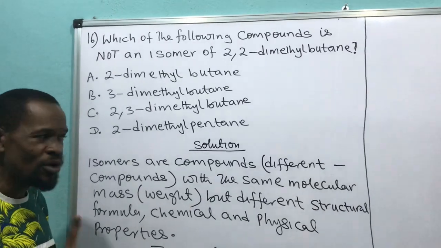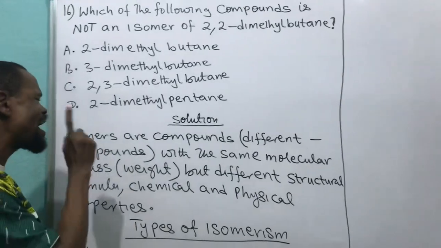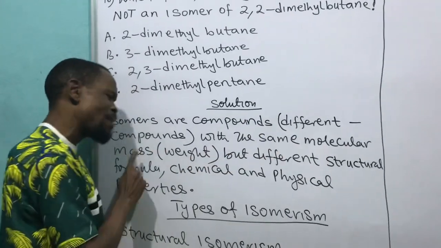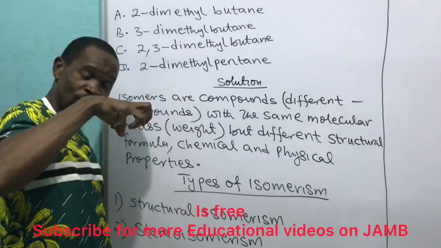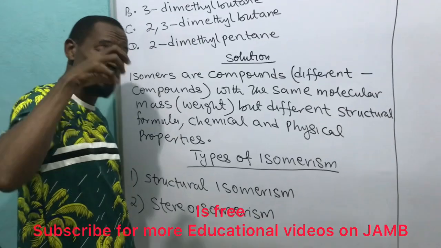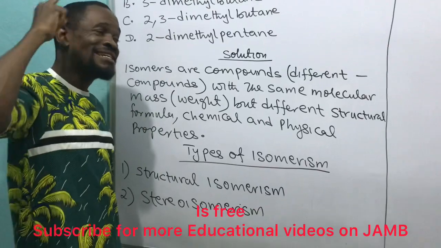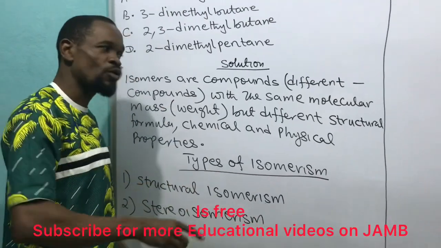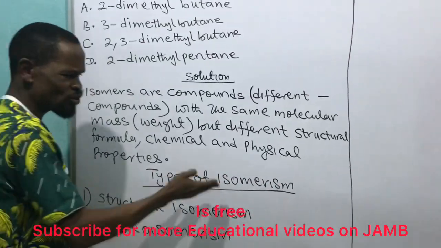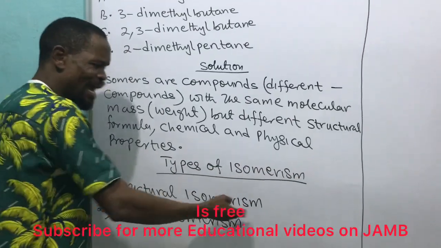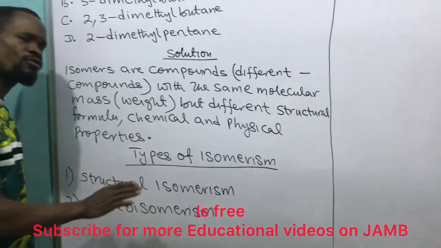But what produces these different compounds? They have the same molecular mass, and we use the same molecular mass to get different compounds, and those different compounds have different physical and chemical properties. Then we have the types of isomerism: structural isomerism and stereoisomerism. These are the two types of isomerism.